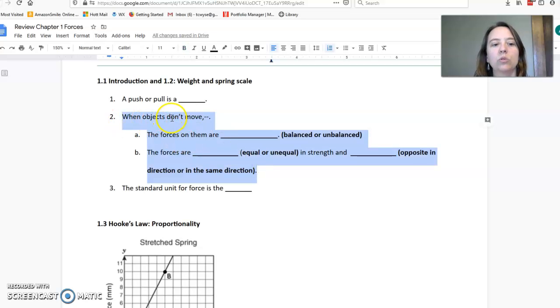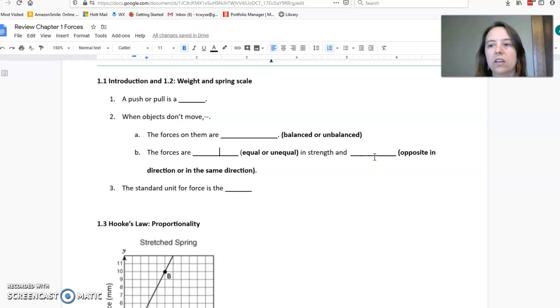When objects don't move, the forces on them are either balanced or unbalanced. And when the object doesn't move, the forces on an object are either equal or unequal in strength and opposite in direction or in the same direction. So if we think about this book, there's the force of gravity pushing down, and then there's the force of my hand pushing up, and if it's not moving, the question is, are the forces equal or unequal in strength, and are they opposite or in the same direction?